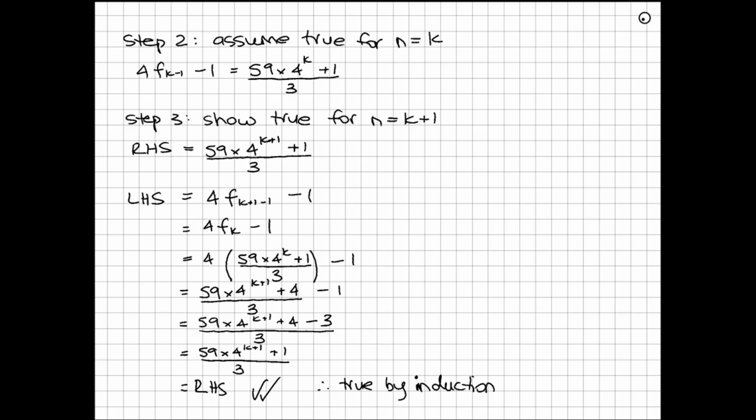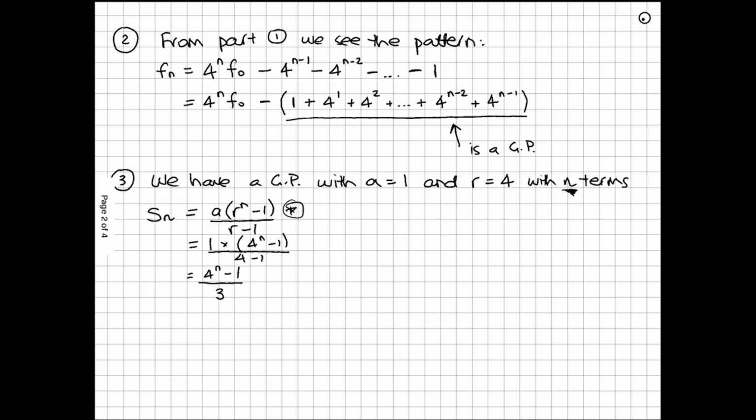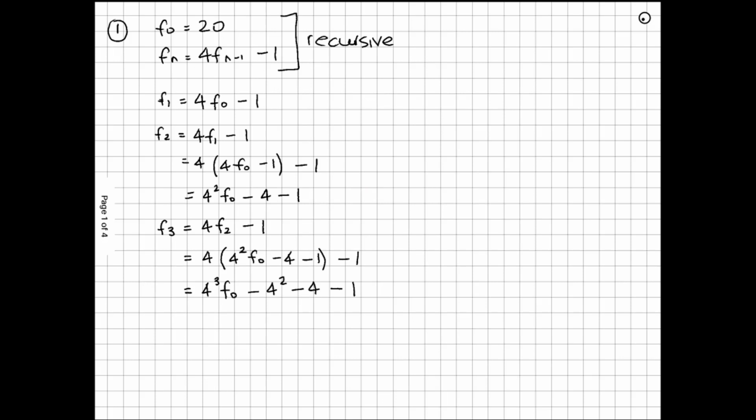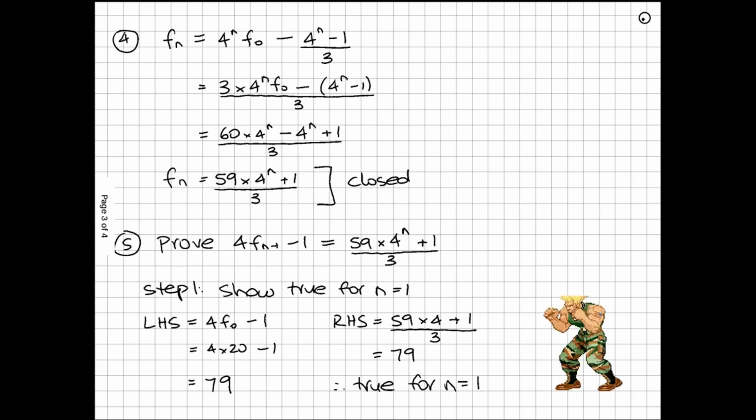But that's it for part 5. We've used mathematical induction to convince ourselves that this closed version that we worked out is in fact equivalent to the recursive version. We haven't made any mistakes or noticed an incorrect pattern. It all seems to have worked out well. So that's it for part 5.